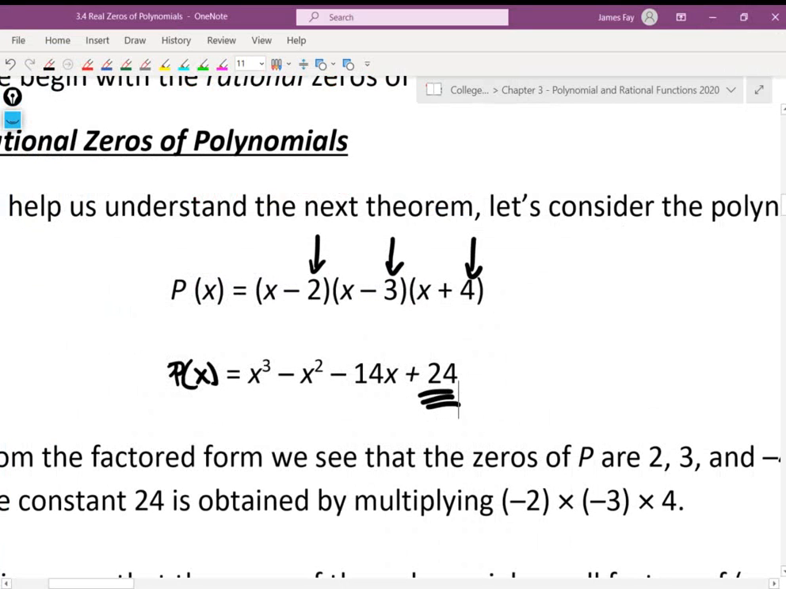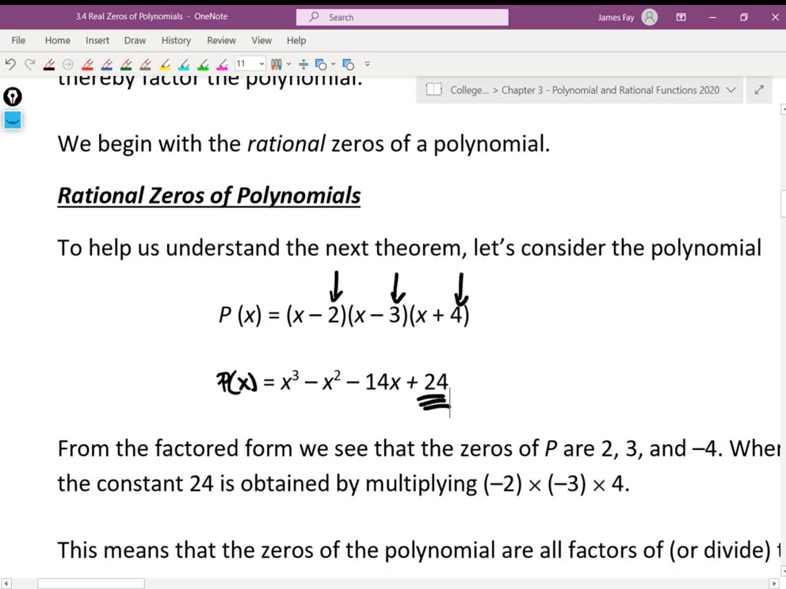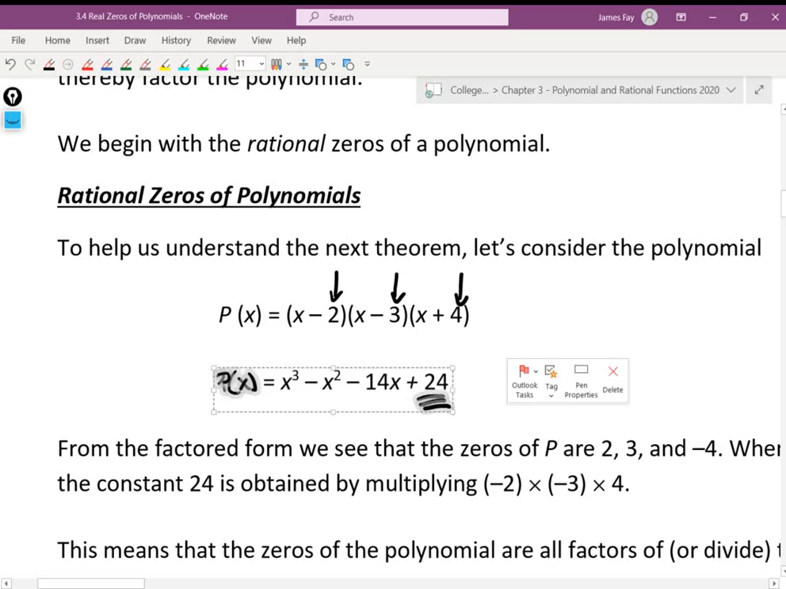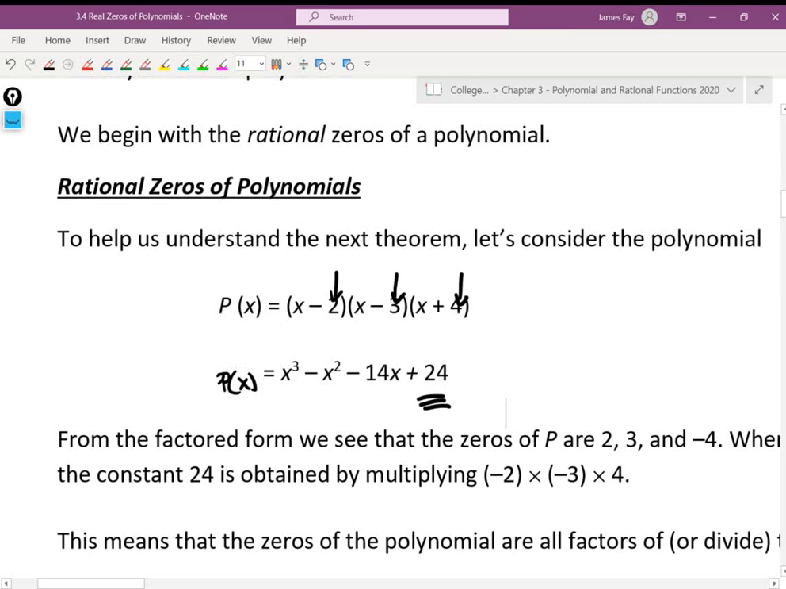So what I want you to realize is that when we have a polynomial in expanded form, because that's what we're going to start with, we're going to try to factor that. Then if there are real zeros, or there are places that this thing crosses the x-axis, then those places are factors of that number right there.